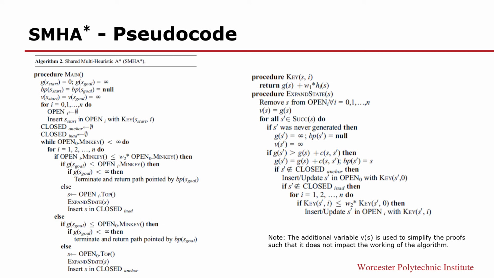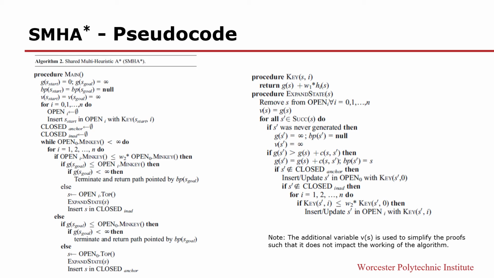So, if the state has already been expanded and added to the closed list of the anchor search, it will not be expanded again in any of the searches, including the anchor search and inadmissible search. However, if the state has been expanded in any inadmissible search, it can be expanded again in the anchor search. That results in the state being expanded at most twice in the search.